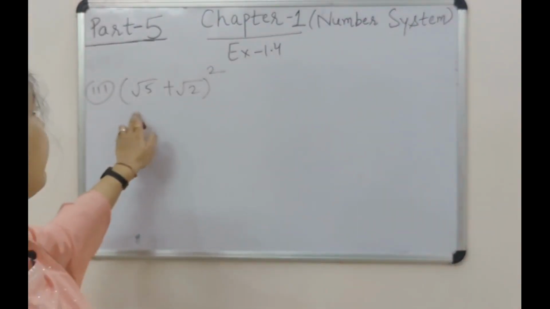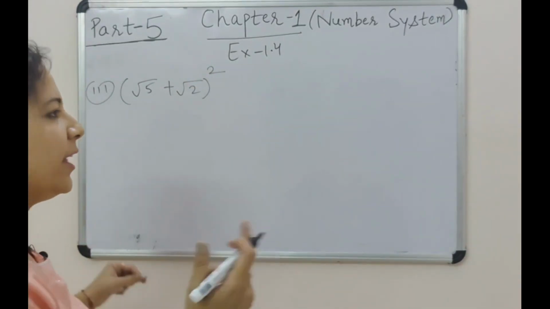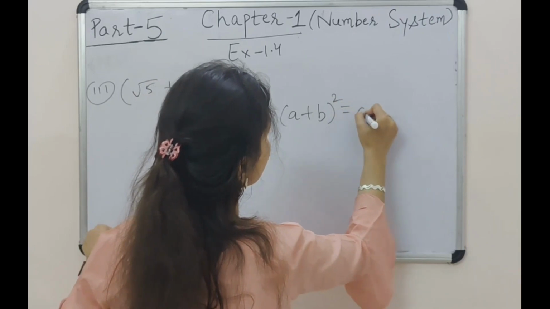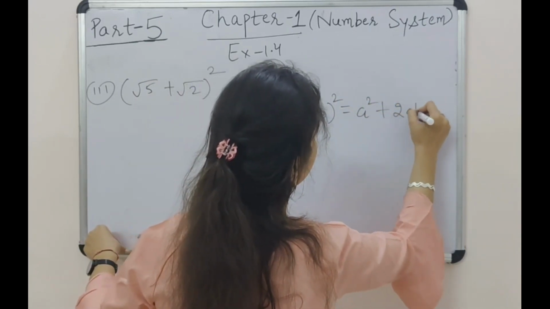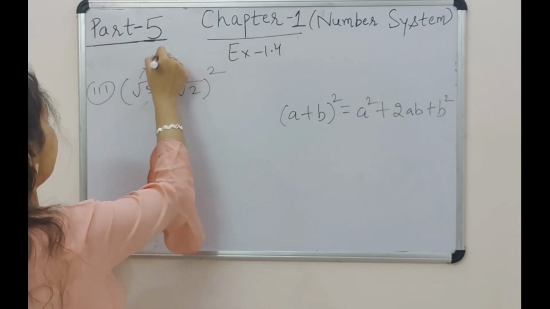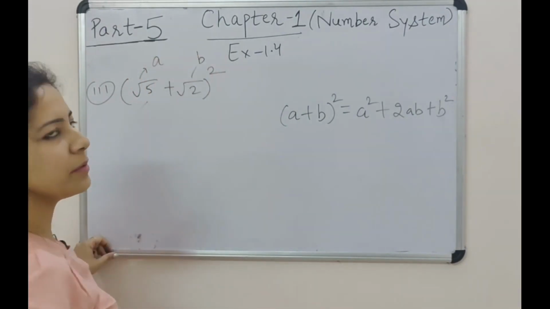Now you have an a plus b whole square type. Again you need to recall your identities. We know very well a plus b whole square equals a square plus 2ab plus b square. So what is a over here? Your root 5 is a, and what is b? Your root 2 is the b.